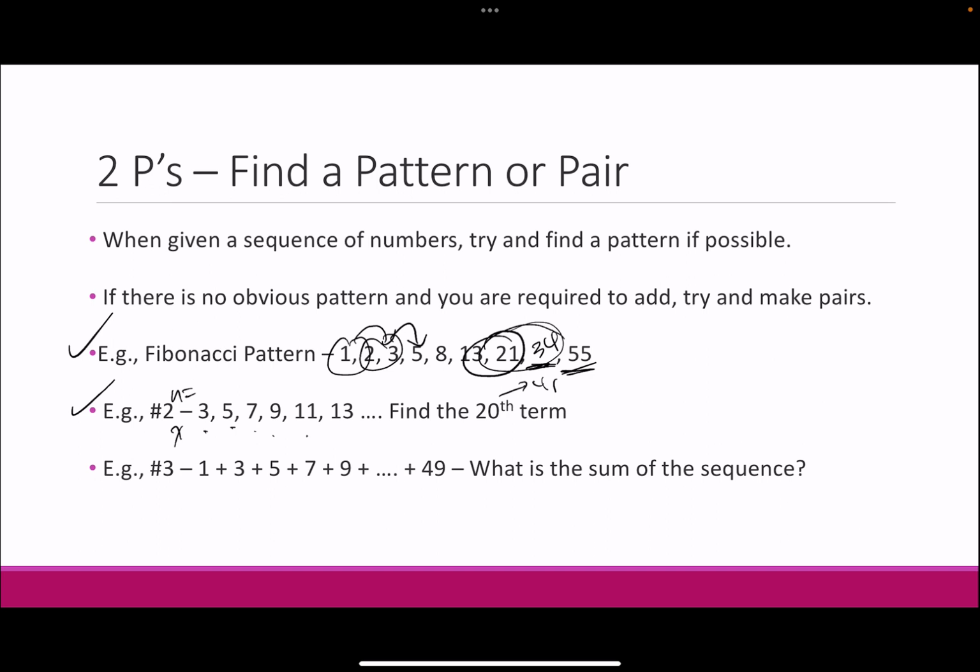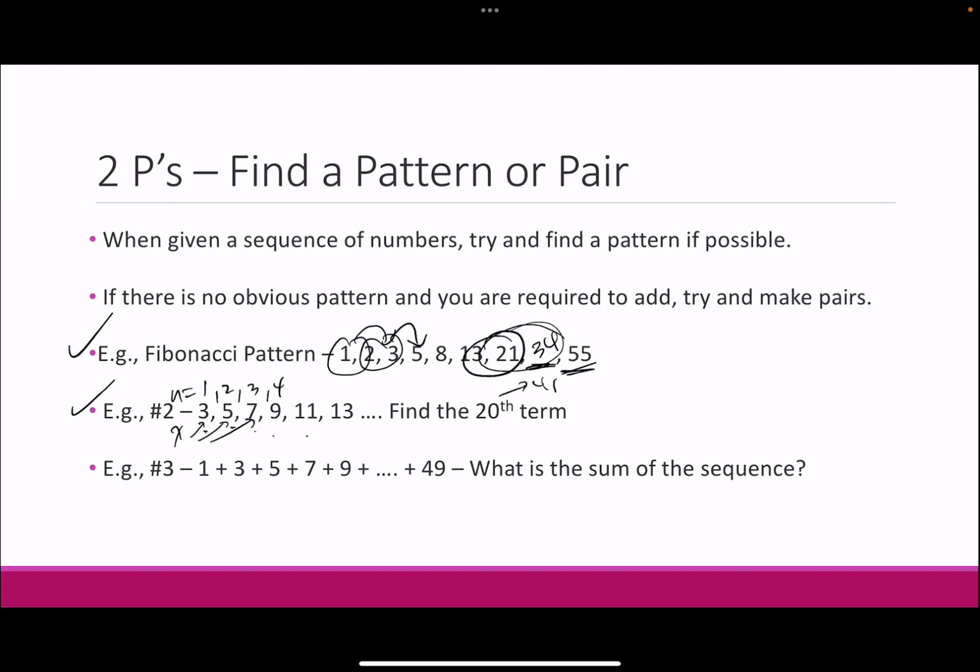N is the position number. So this is the first position, second, third, fourth. It's basically just what position does it take in the term. Is it the first number? Is it the second number? Is it the third? Etc. X is just what number is it? What number is that term? So obviously it's just 3, 5, 7, 9, 11, and so on.